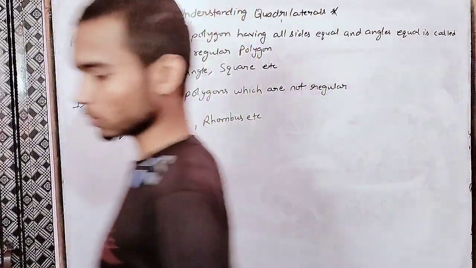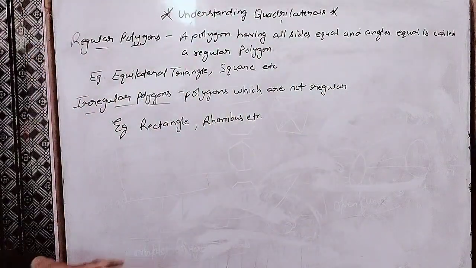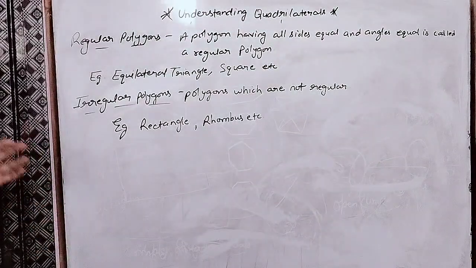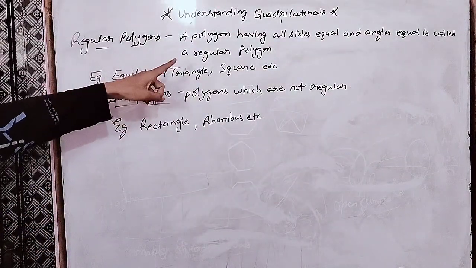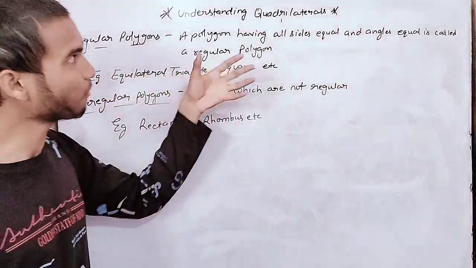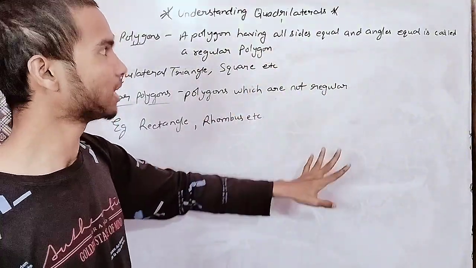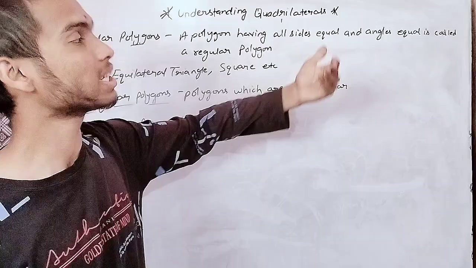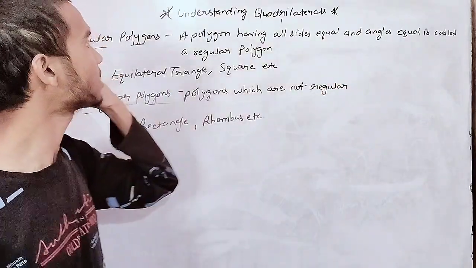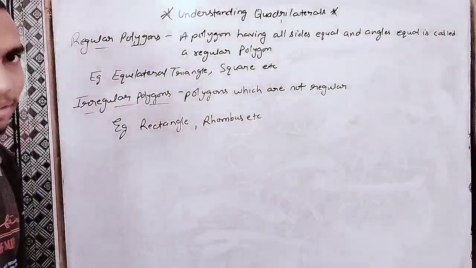Now regular polygons. It's time to understand regular polygons and irregular polygons. The definition is given here: a polygon having all sides equal. All sides will be equal. And angles, also angles will be equal, will be known as a regular polygon.